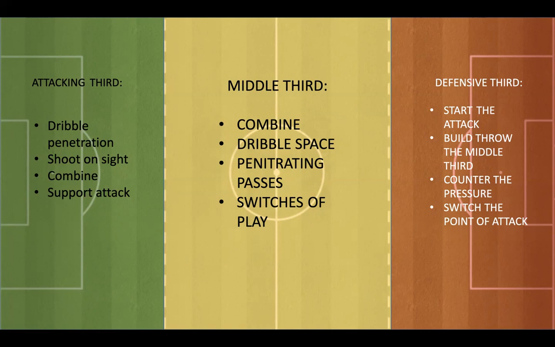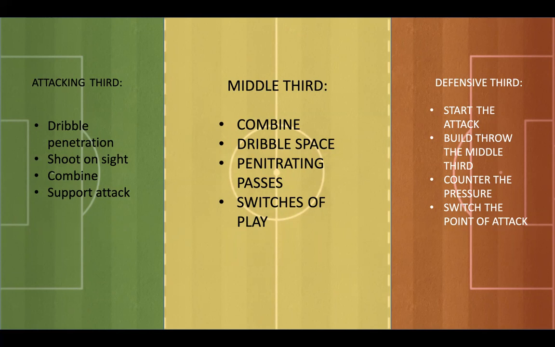So in the middle third, we're looking to combine. We're looking to dribble into the space if it is available. In the combination, we're looking to combine to switch the point of attack and, again, counter the pressure. If they have clogged the middle down, we're looking to go wide on that play.